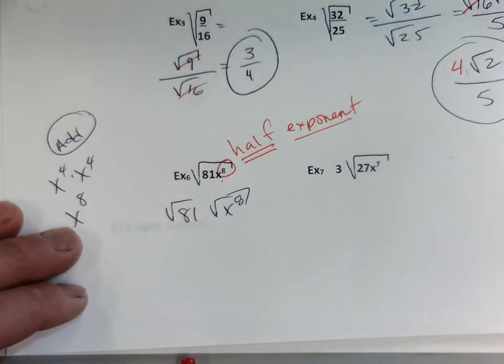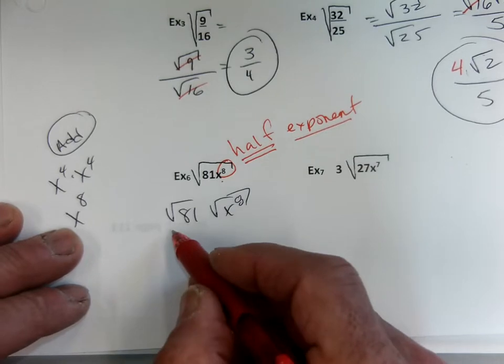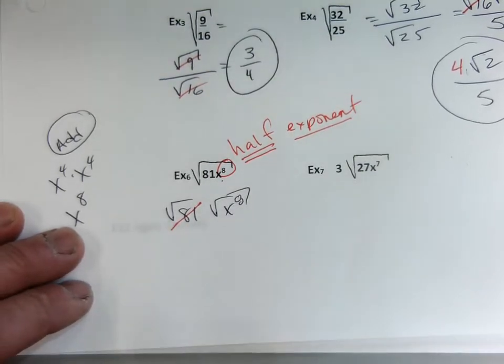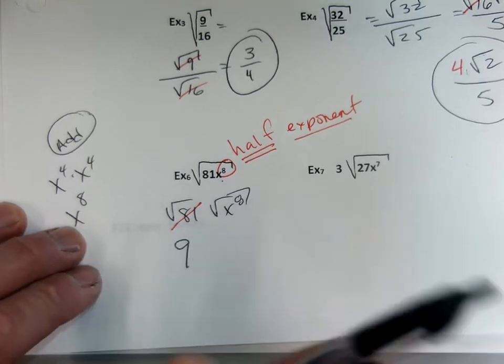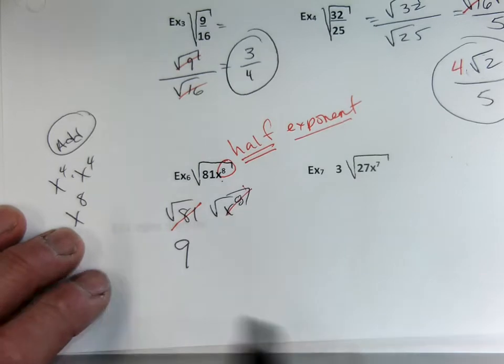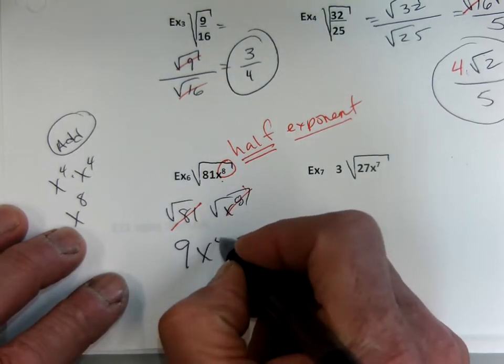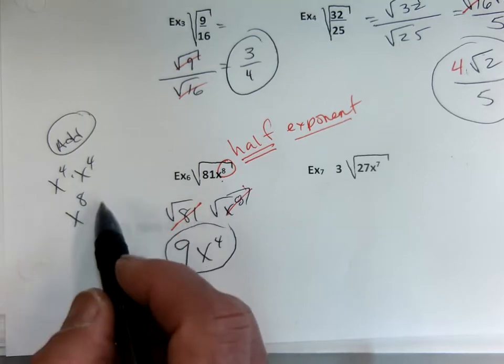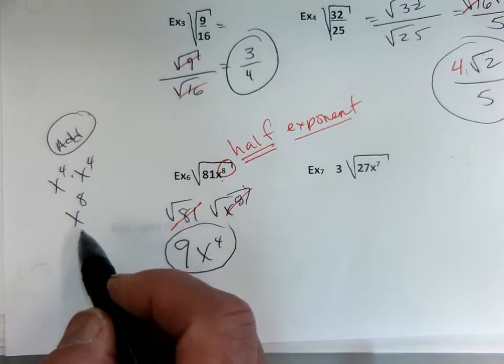So I'm going to get, well, I know what the square root of 81 is. Square root of 81 is 9. And if I take half of my exponent, I get x to the 4th, because x to the 4th times x to the 4th makes x to the 8th. So I took half.